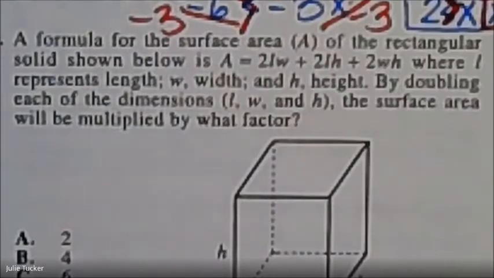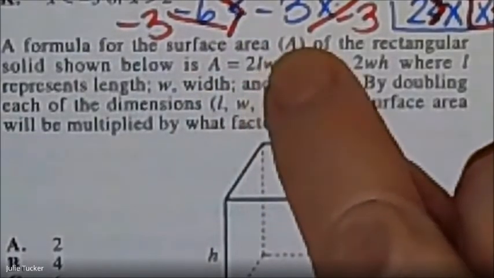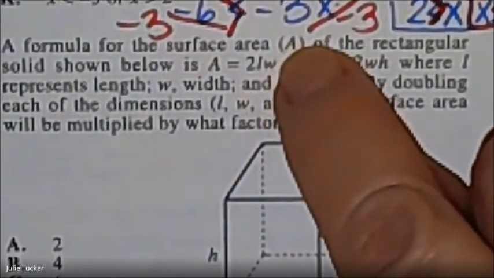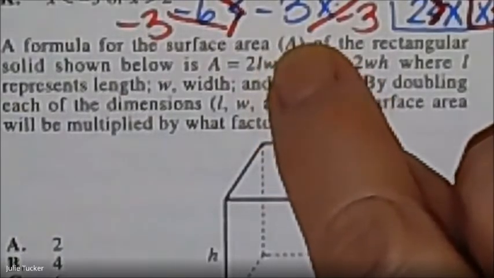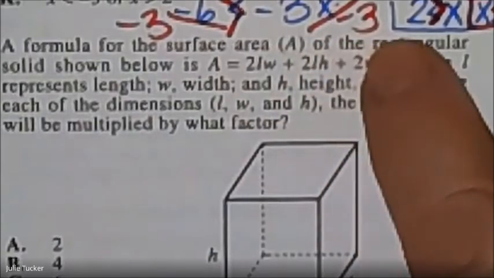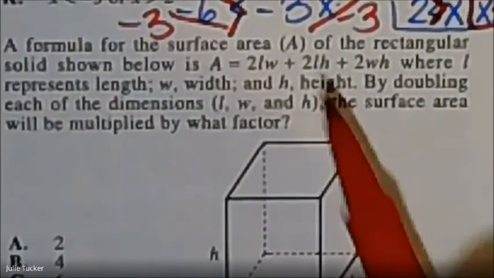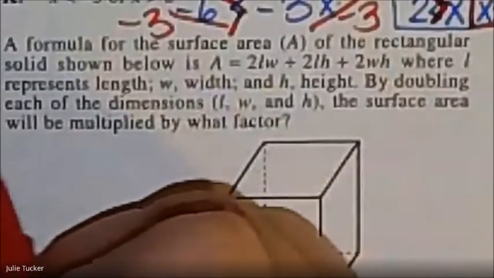Well, I think it's going to be a 4. But I'm not sure. Wait, no. Yeah, because if you double the L and you double the W, you're going times 4 because you're going times 2 here and times 2 there. So it makes that one times 4, and it makes this one times 4, so it makes everything times 4. But anyway, we can work that out. So we can do what we did earlier.